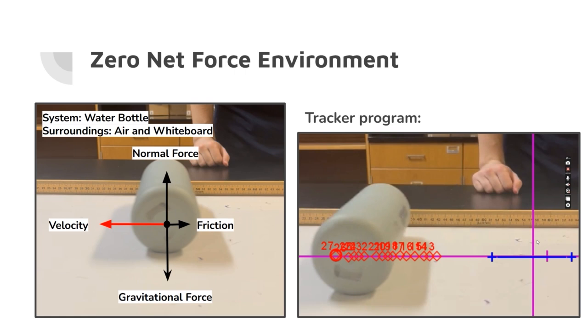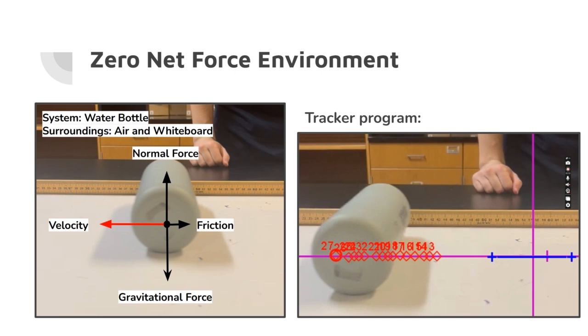In reality, the only times the net force on an object could be zero is in a vacuum or when the object is at rest, but we still needed to create an environment as similar to a net zero force environment as possible. To do this, we used a water bottle rolling across a whiteboard. The forces of friction and air resistance were the only two forces that would be responsible for eliminating this constant velocity, so we minimized them as much as possible by using a rolling object and a smooth surface.